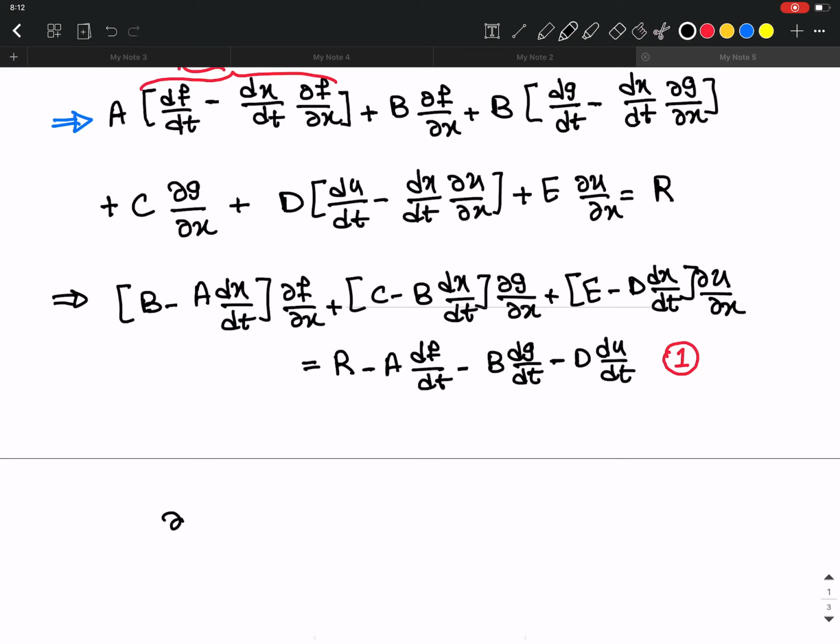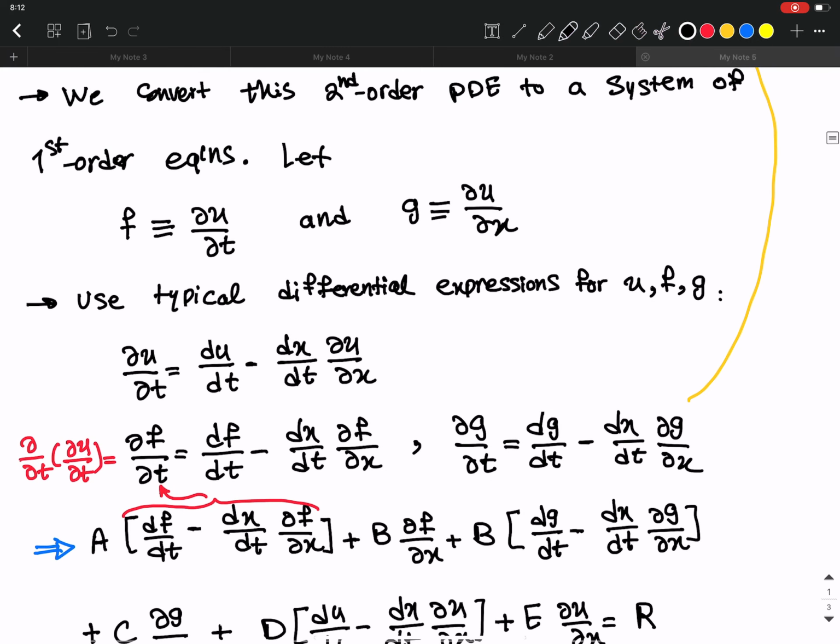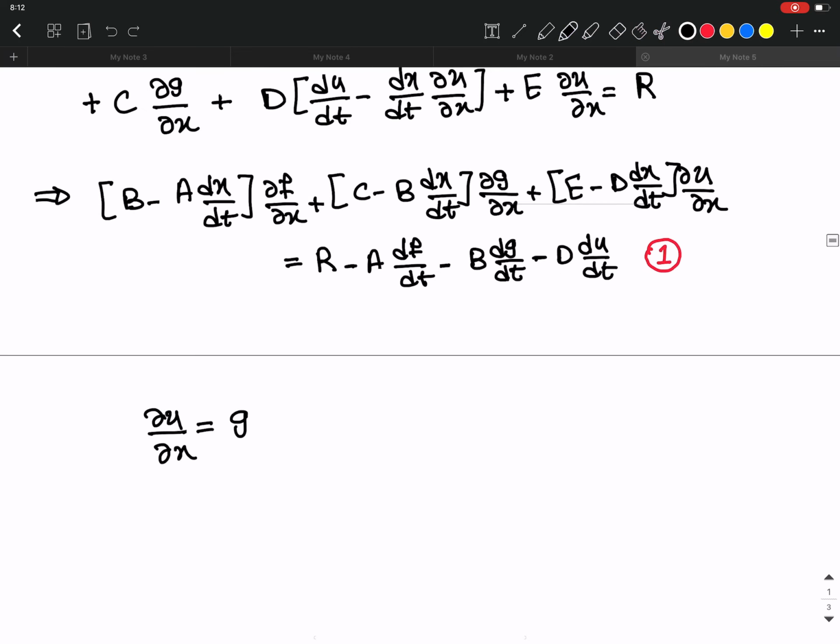The second equation is gonna be du. I'm just gonna use the definition of that. Partial u partial x is g, right? So this is just a definition that I have here, right? So I'm gonna just use that. So this is gonna be my second equation.